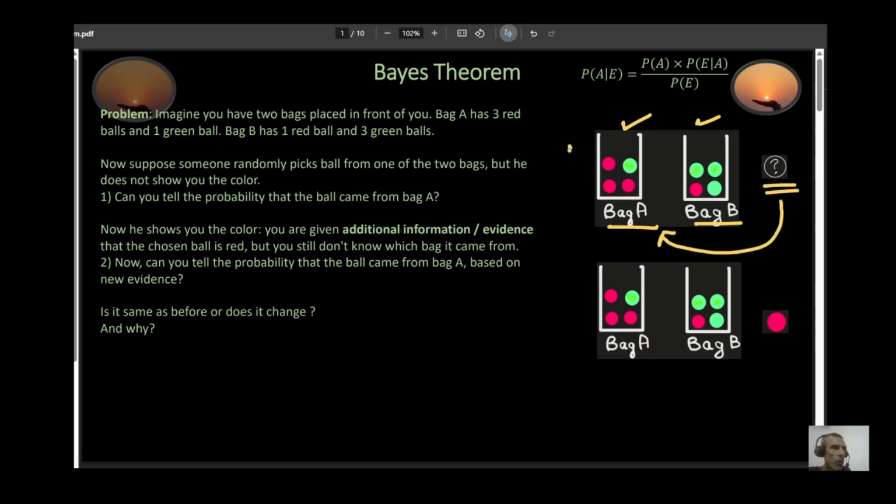That's your question number one. Question number two. Now suppose he shows you the color, that is a red color. So in other words, this is the additional information or evidence provided to you. But you still do not know which bag this red ball came from. Now, can you tell the probability that this ball came from bag A based on this new evidence? Is it the same as before or does it change?